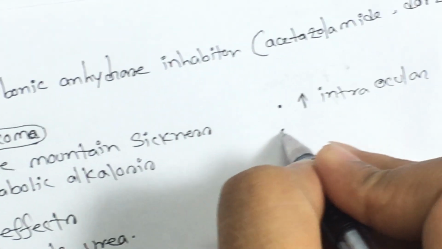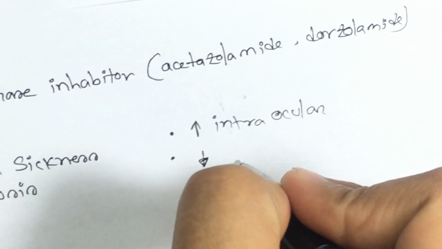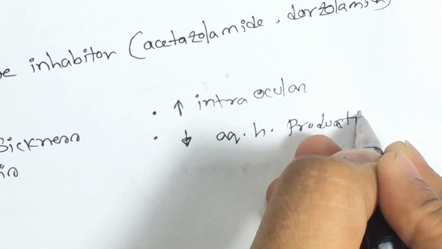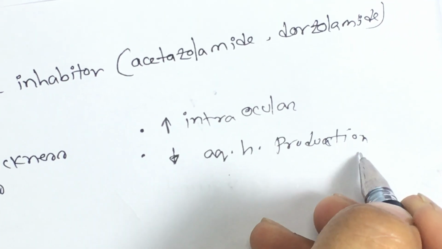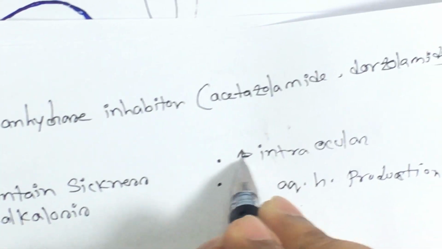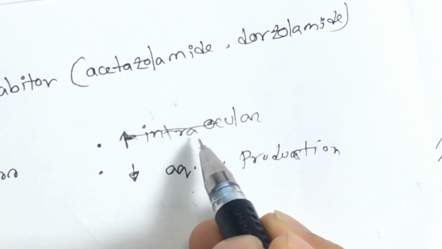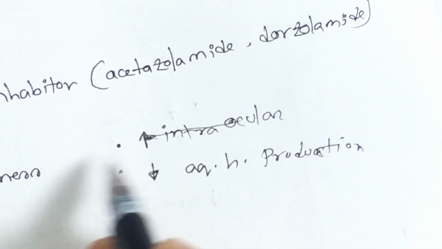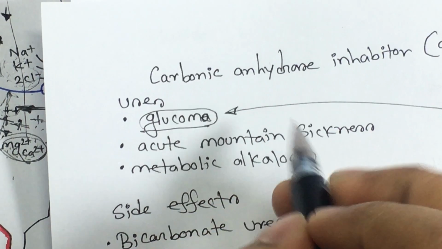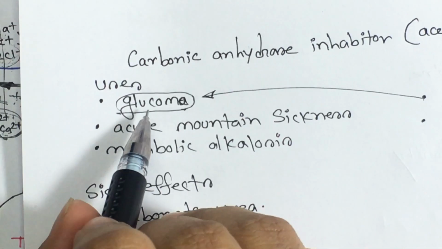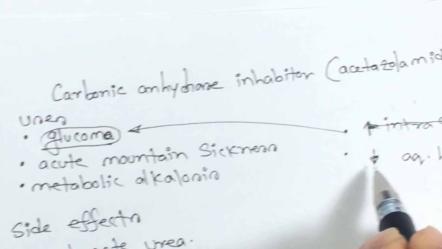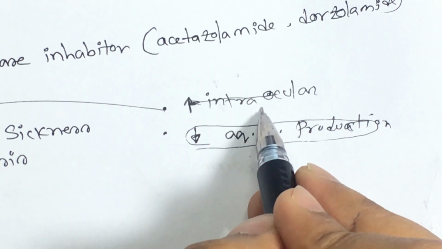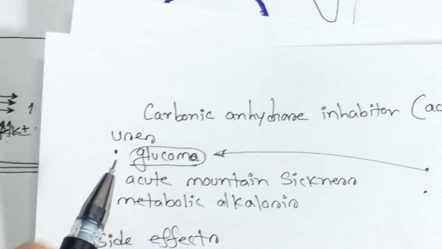it will decrease the aqueous humor production. So as we decrease the aqueous humor production by using this drug, that will correct our increased intraocular pressure, that will be helpful in glaucoma. Okay, again, in glaucoma patients, carbonic anhydrase inhibitor will inhibit the production of this aqueous humor. Aqueous humor production decrease means intraocular pressure decrease, that means it will help in glaucoma patients.